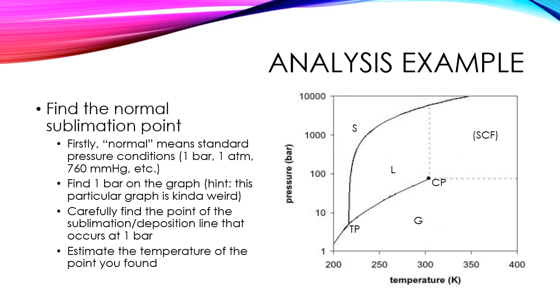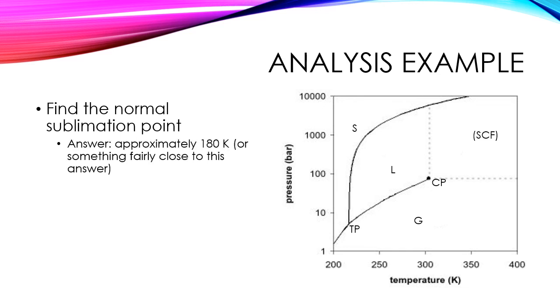Estimate the temperature for that point that you just found. You'll notice on this axis that the marks go up by 50s, and so an appropriate estimate would be something with a tens place, but not with a ones place. So an answer of approximately 180 or 170 or 190 Kelvin would likely be a very good estimate for where that normal sublimation point is.